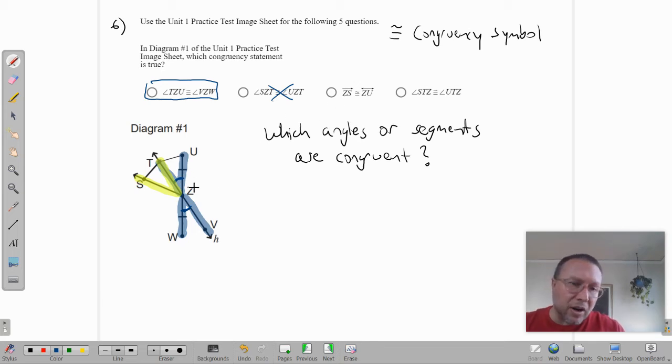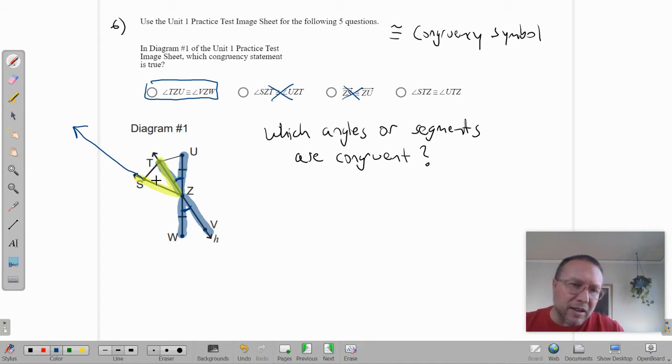ZS and ZU. Well, this is a segment and that's a line. So they're not going to be the same because ZU ends right here, and ZS goes on forever this way. So I can't say that those two things are the same.